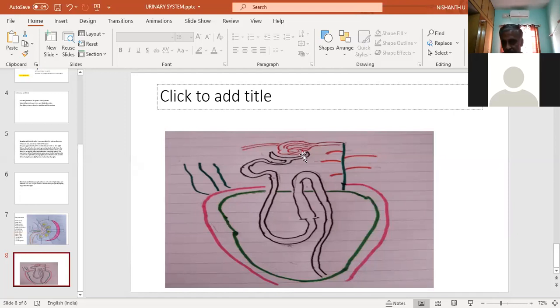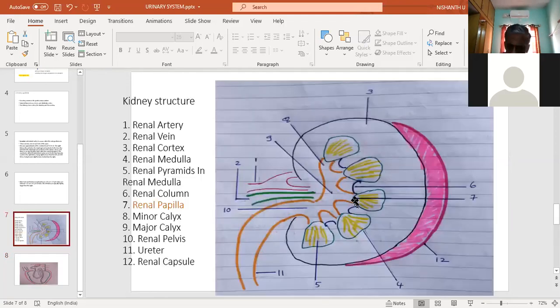You can see that here the filtration will take place and the filtrate will travel all along the nephron, and finally it will reach the tip of which one? The medulla. Now you come back to this diagram. The tip of the medulla I have drawn here. The tip of the medulla is called the renal papilla.